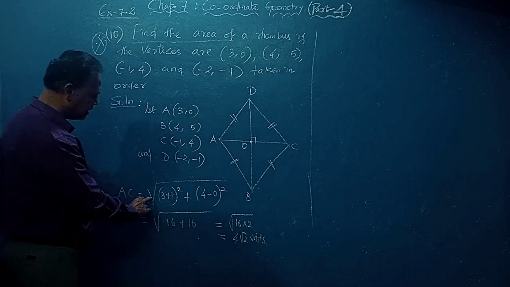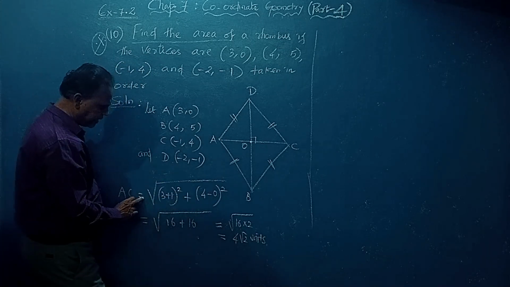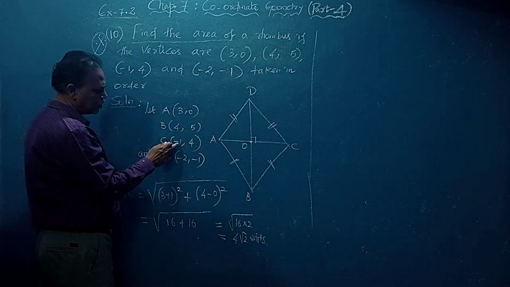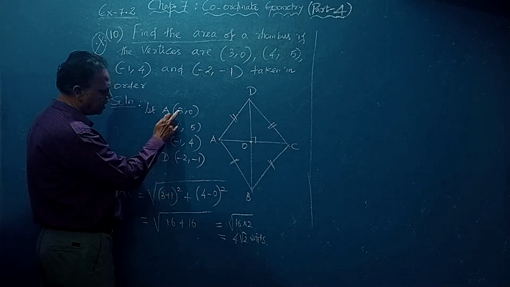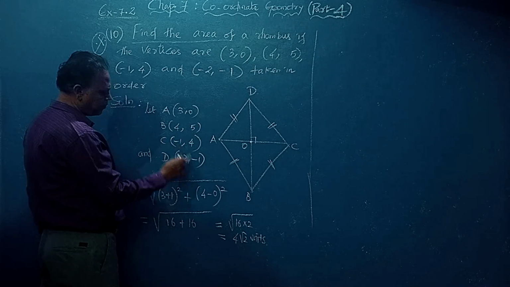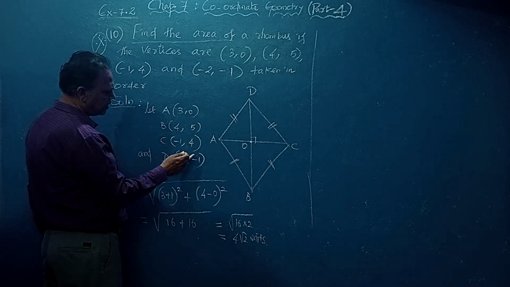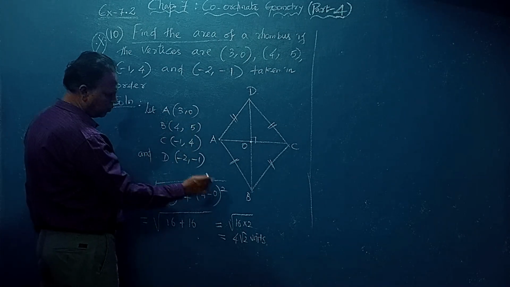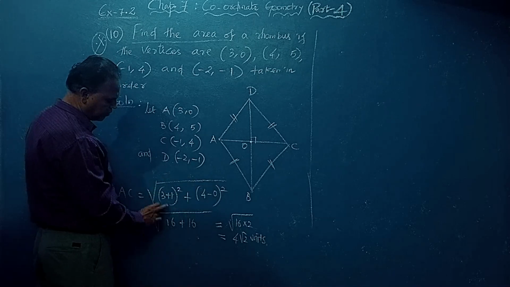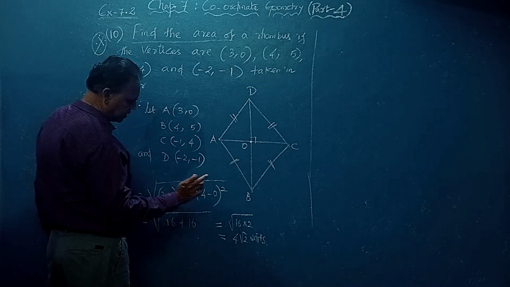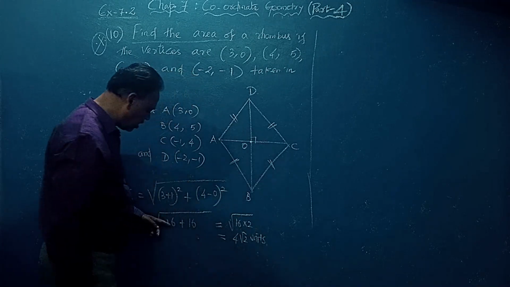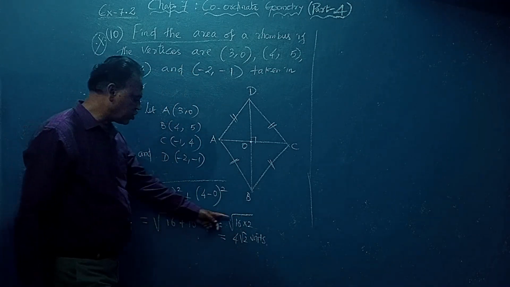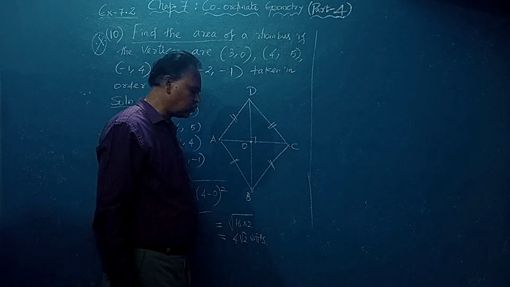So AC: you are finding it using the distance formula. That is subtracting the x coordinates, (3 + 1) whole squared, plus subtracting the y coordinates, (4 - 0) whole squared. So 4 squared is 16, here 4 squared is 16, therefore that is equal to root over 16 into 2. 16 root is 4, so 4 root 2.